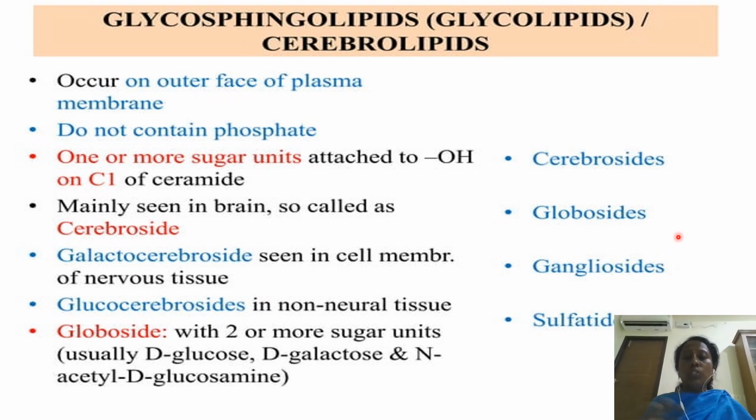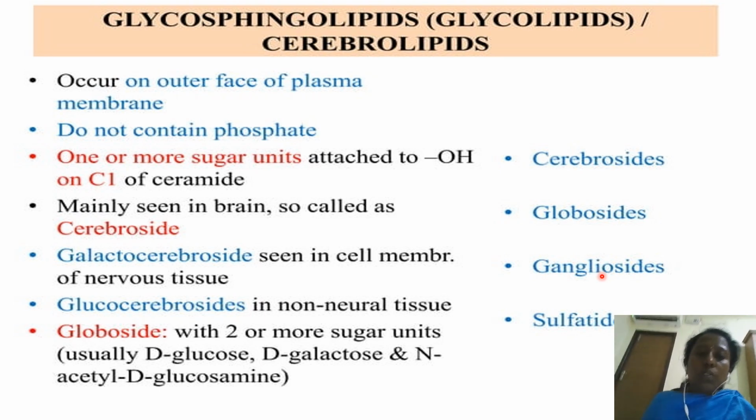One or more sugar units are attached to the hydroxyl group of carbon 1 of ceramide. Then it is known as cerebroside. It is mainly seen in the brain, so it is called a cerebroside. The glycolipids present in the brain are known as globosides.